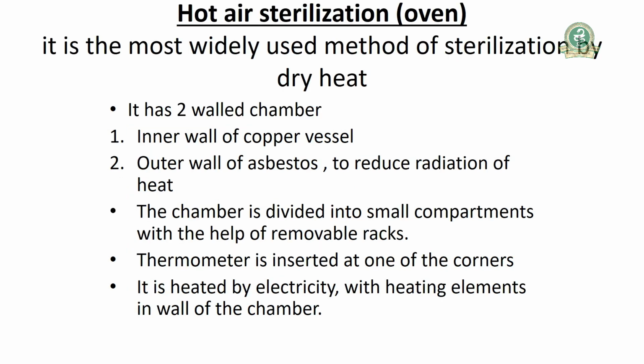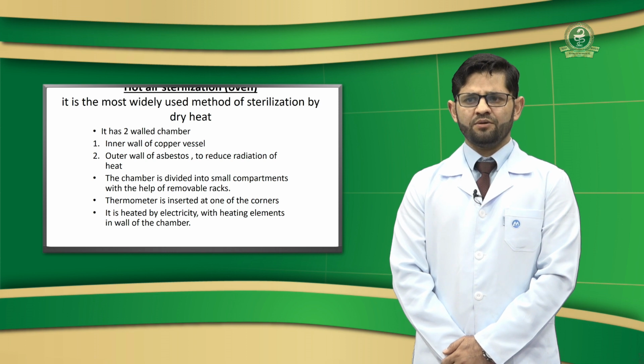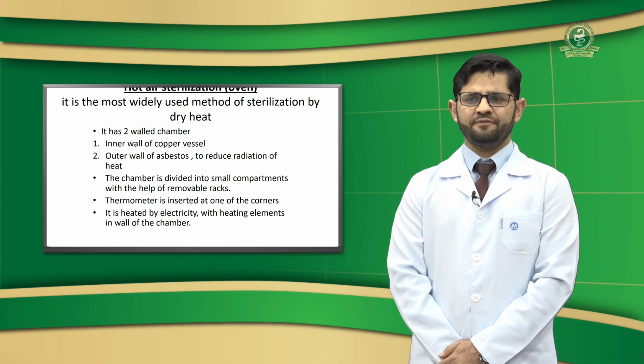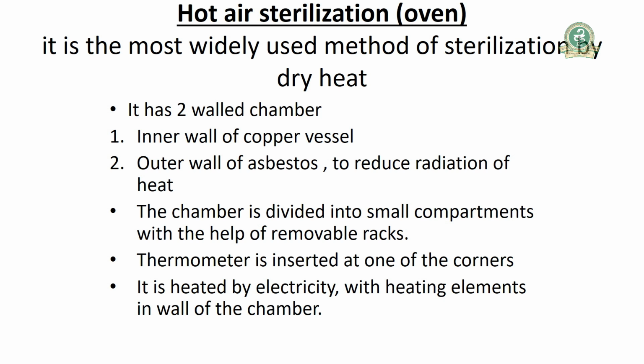Hot air sterilization. What does hot air sterilization mean? In this process, we are using an oven. It is the most widely used method of sterilization by dry heat. The oven consists of two wall chambers. The inner wall is made up of copper vessels, and the outer is composed of asbestos, which reduces radiation of heat. The chamber is divided into small compartments with the help of removable racks, tray-like structures.